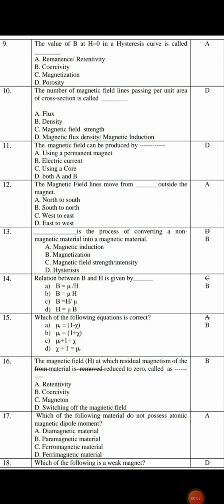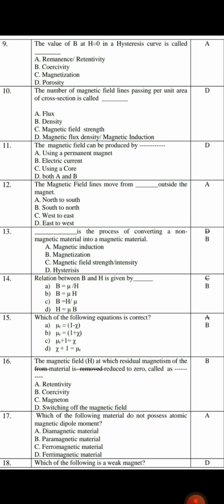Ninth, the value of B at H equals to 0 in a hysteresis curve is called: A remanence, B coercivity, C magnetization, D porosity. So the correct option is A remanence.